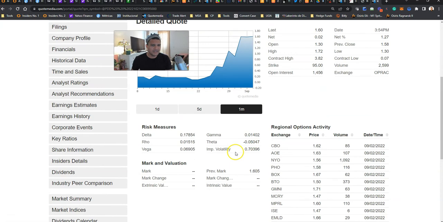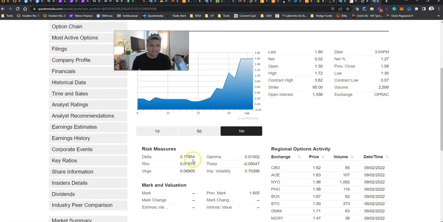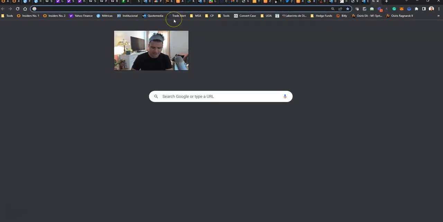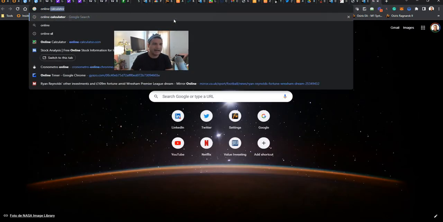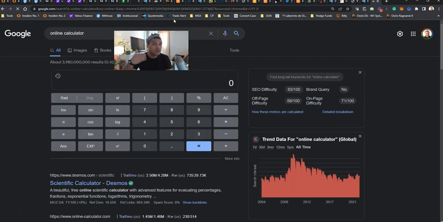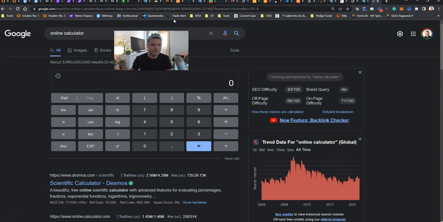Volatility 70%, I can live with that. Delta 17, I'd prefer 2025. That's fine. So absolutely, this is the one I'm looking at. I'm not going to do a lot of calculations, but let me show you what I do sometimes to have a sense of how far I can make it. I already said I'm looking to at least double my money, okay? But let me show you a trick.